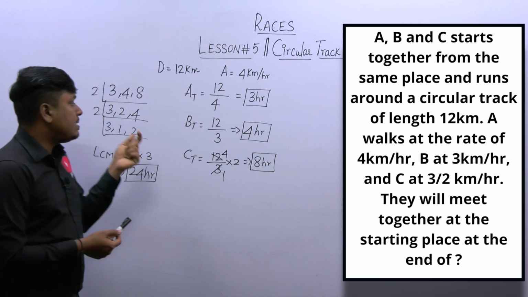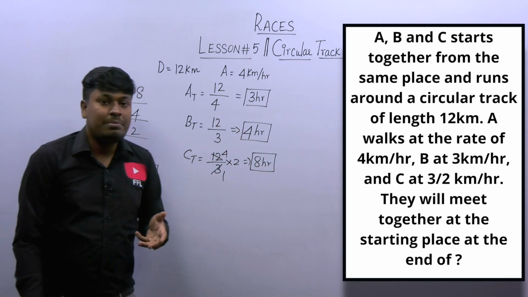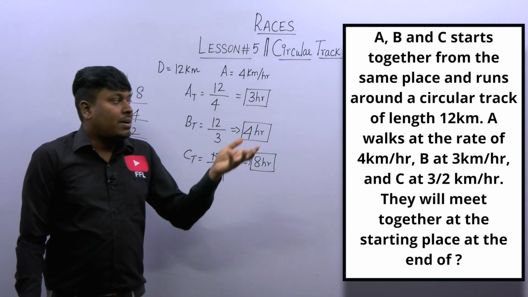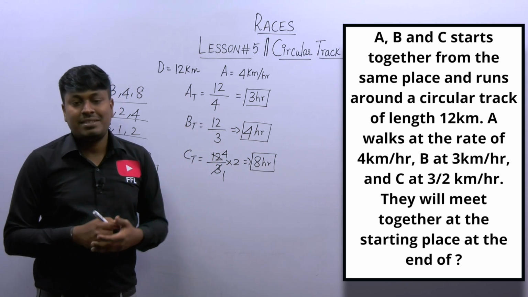And then we took an LCM of all the 3 numbers and we found 24 hours. So at 24 hours, all the 3 persons will meet each other.